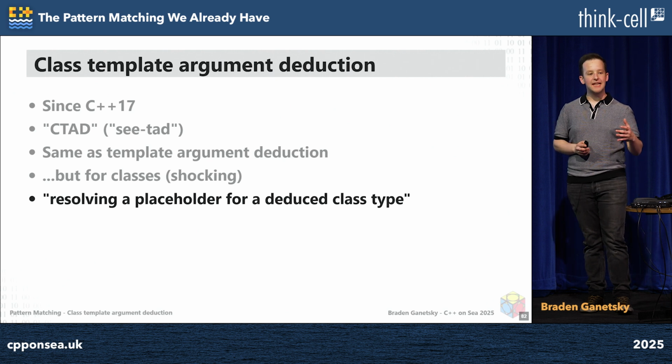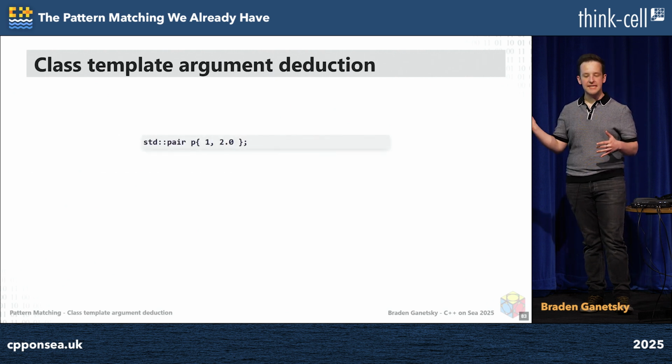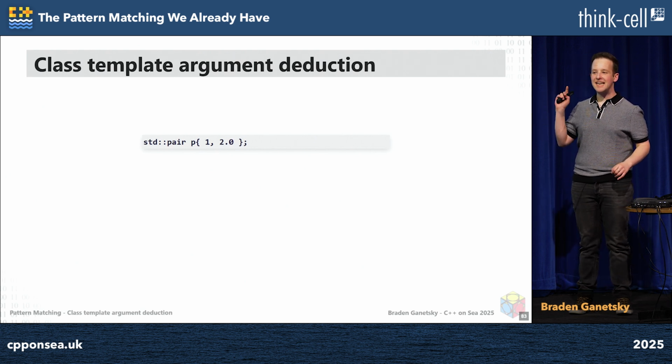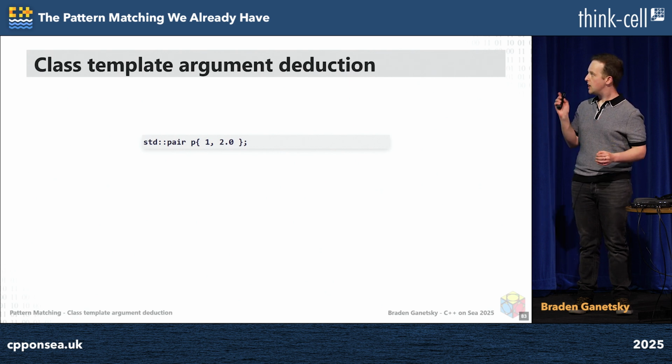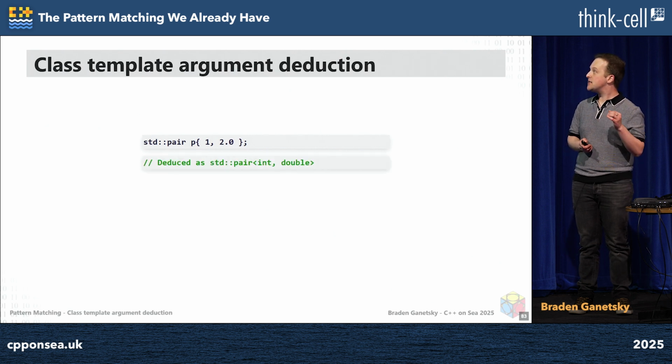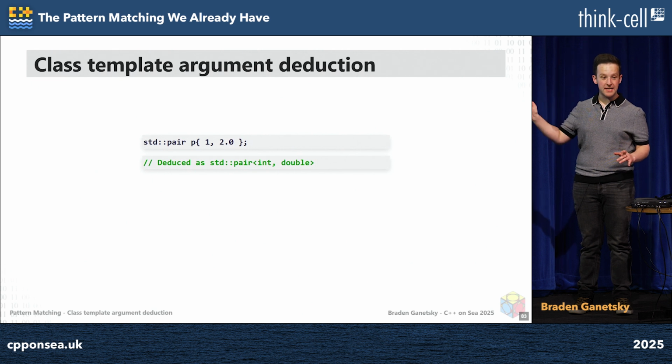What is a deduced class type? Well, in this case, I have std::pair p. I'm initializing it with 1, 2.0. std::pair is not a type. That is a class template. That is not a class. It is a placeholder. So we need to actually deduce what it actually ends up being. And so it is deduced as std::pair of int, double. Remember, std::pair is not a type.